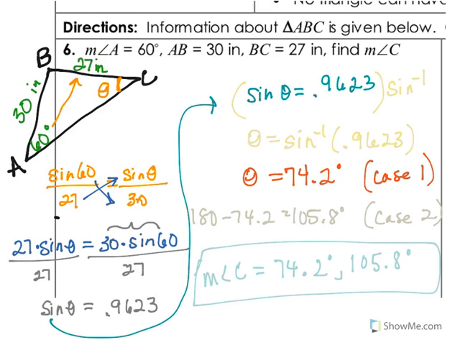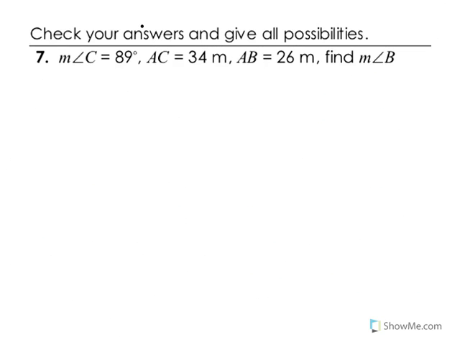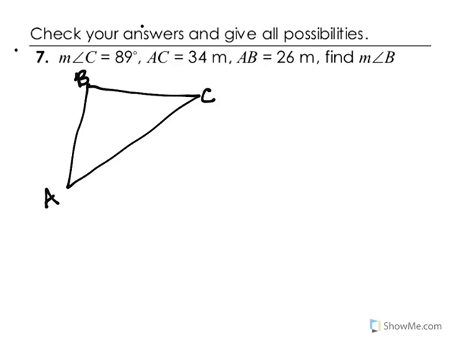All right. Next one. We have the measure of angle C is 89 degrees. We have AC is equal to 34 meters. AB is 26 meters. Find measure B. So we're going to draw a triangle. It's always the first thing we do. Draw a little triangle here. And we're going to label A, B, C.